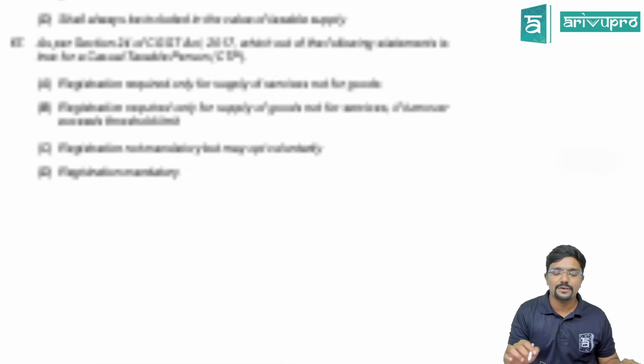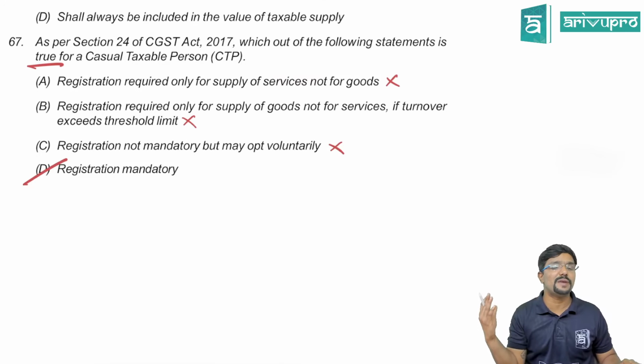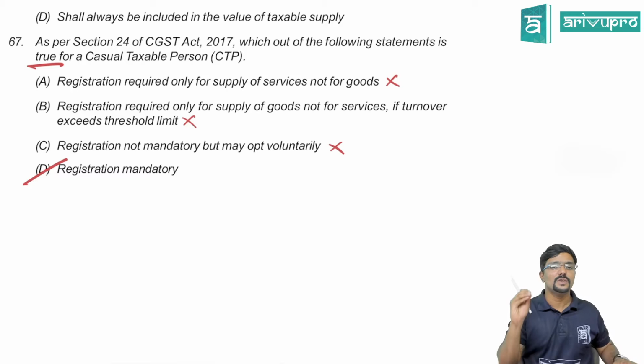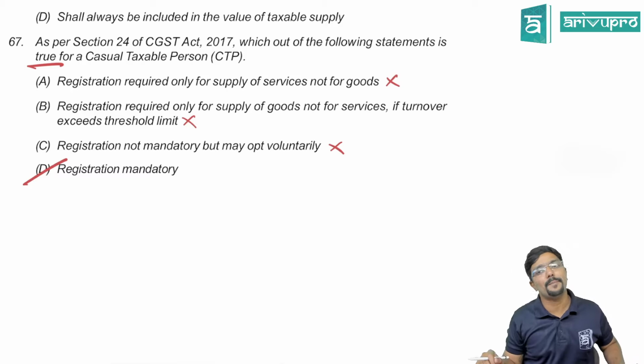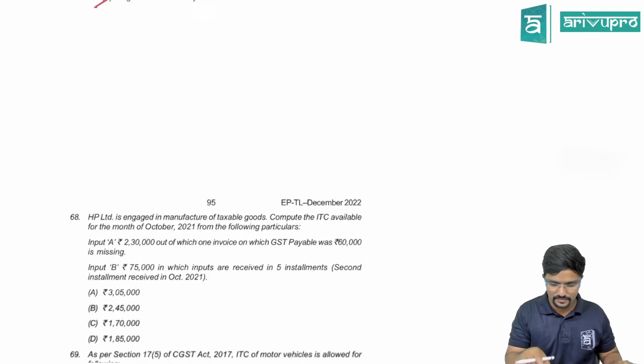Okay, but if they are supplying some handicraft goods and all, yes, turnover limit will be applicable. Exemption is given as per section 23. But here they have not mentioned anything about handicraft goods and all. So for them, registration is mandatory until and unless they supply handicraft goods.